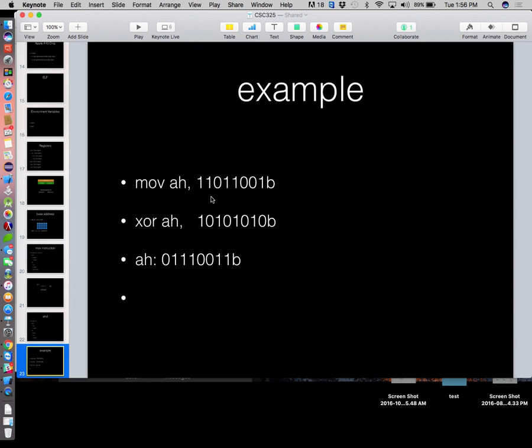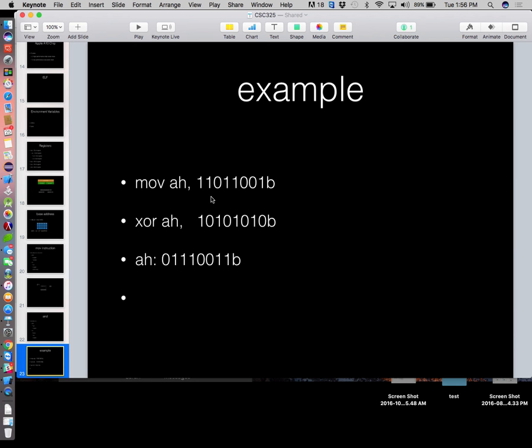What's the truth table for an XOR? A 1 XOR 1 is going to be a what? 0. A 1 XOR 0 is a 1. A 0 XOR 1 is a 1. A 0 XOR 0 is a 0.